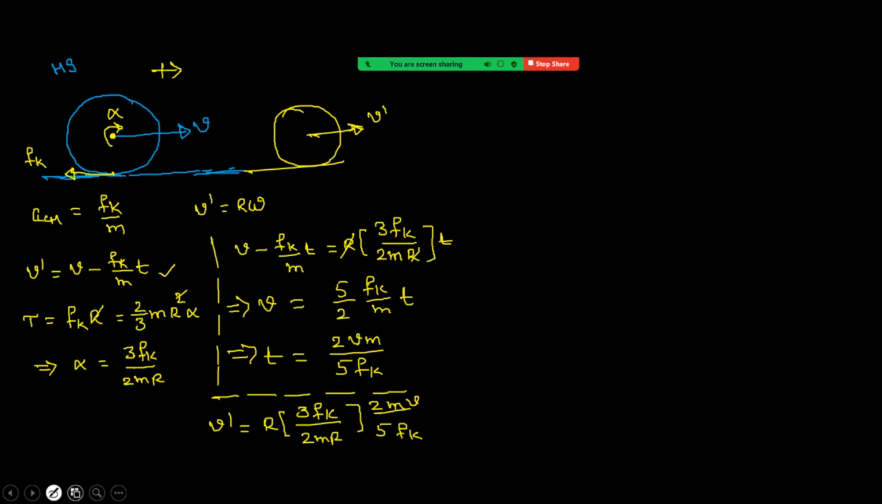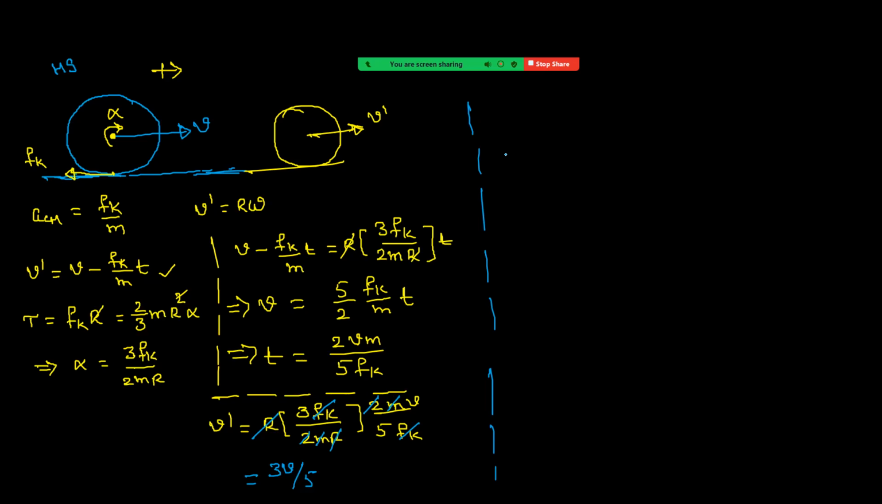Right? So V dash equal to R omega. Omega equal to alpha T. This is alpha, this is T. Fk cancelled. M cancelled. 2 cancelled. R cancelled. Remaining is now 3 here, and V is here, and this is a 5. 3V upon 5. That is the velocity of the hollow sphere when rolling starts without slipping. Okay. Now we can solve the same question by using conservation of angular momentum directly in one single step.